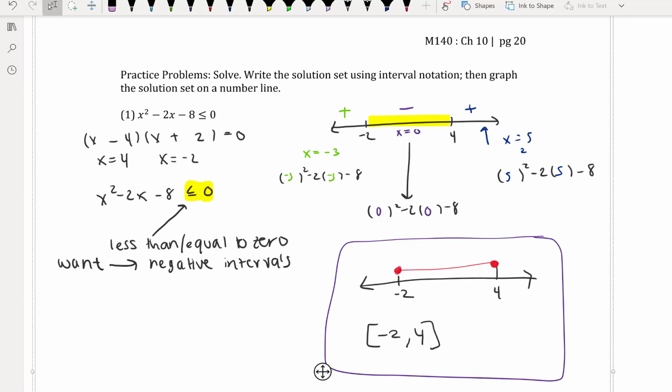So I really do hope that you guys worked out these problems. So for number 1, I was able to factor, and I got my boundary points as x is equal to 4 and x is equal to -2. And since it was less than or equal to 0, then I definitely wanted my negative intervals. And so I plugged in values, I found my negative interval, and then I regraphed it and I rewrote it using interval notation from my minimum value to my maximum value.